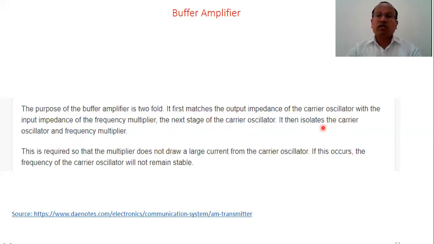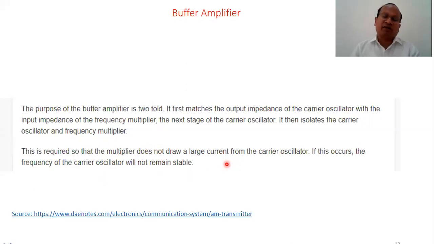And then, as I told you, it also isolates the carrier oscillator and the frequency multiplier. So there are two purposes. One, isolation is provided. Second, impedance matching. It matches the output impedance of the carrier oscillator and the input impedance of the frequency multiplier. So matching and isolation are the two purposes why a buffer amplifier is used in an AM transmitter. This is needed so that the multiplier does not draw a large current from the carrier oscillator. If this occurs, the frequency of the carrier oscillator will not remain stable.